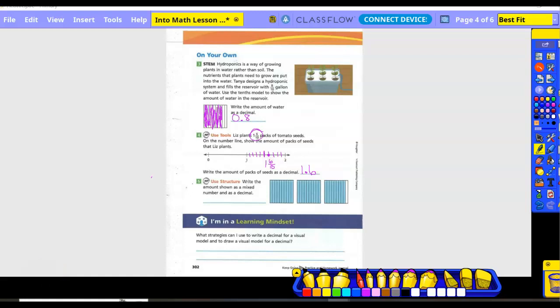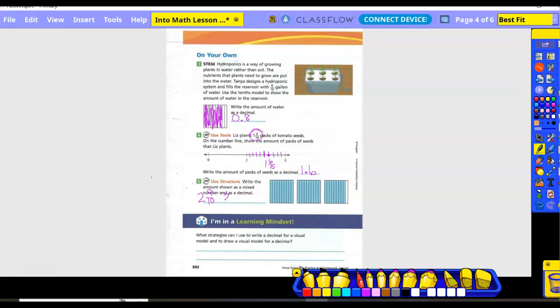Number 5, write the amount shown as a mixed number and as a decimal. Do I have any boxes that are completely colored in? Yes. How many? 2. Then that last box that is not completely colored in is broken into how many pieces? 10. And how many are colored in? 9. So remember, the broken up pieces are the denominator and the colored in pieces are the numerator, right?